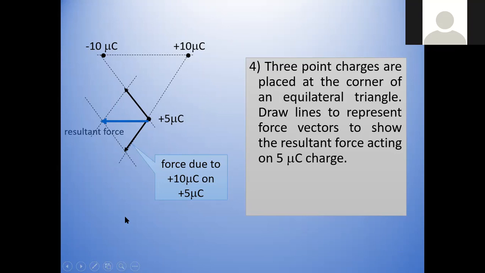Wait, so the black lines are the attractive and the resultant is the repulsive? This is repulsive, this is attractive. Yeah, the blue is the resultant force. Oh, sorry. Attractive is the one going towards the negative charge. Repulsive is going away from the positive charge, the down arrow. You should be able to draw the diagram.